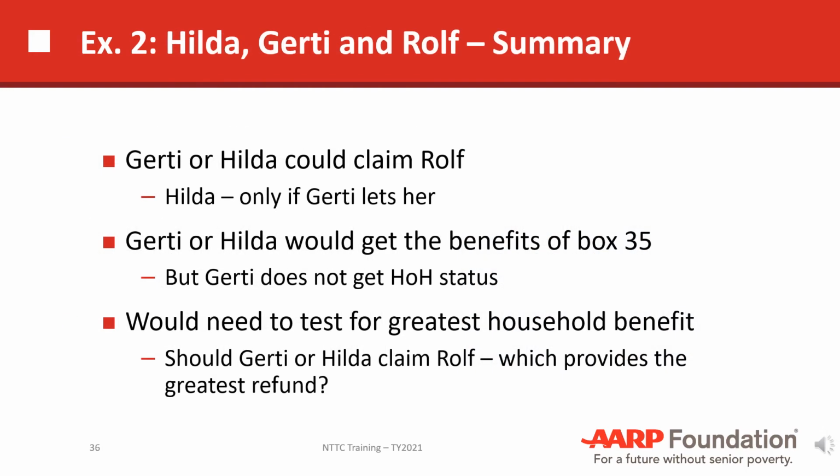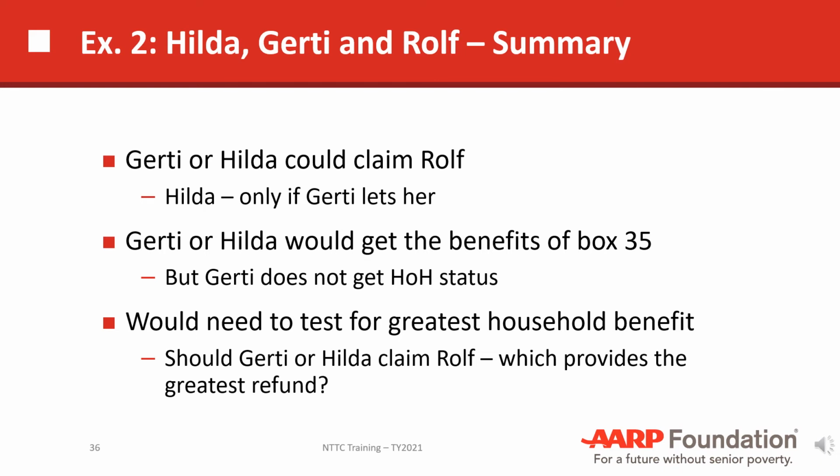So here's a summary of exercise 2 for Hilda, Gertie, and Rolf. Gertie or Hilda could claim Rolf, Hilda only if Gertie lets her. Gertie or Hilda would get the benefits of box 35, but Gertie does not get head of household filing status.